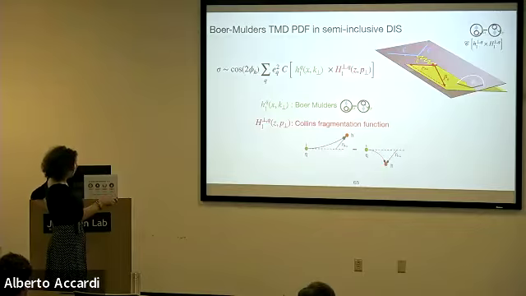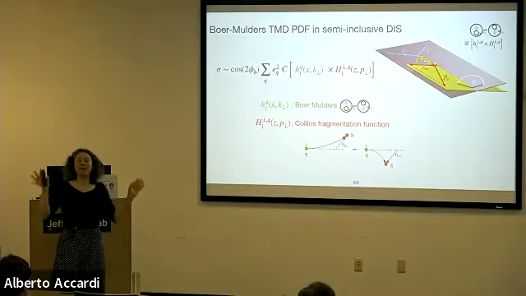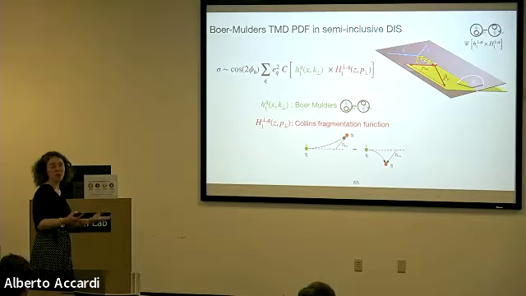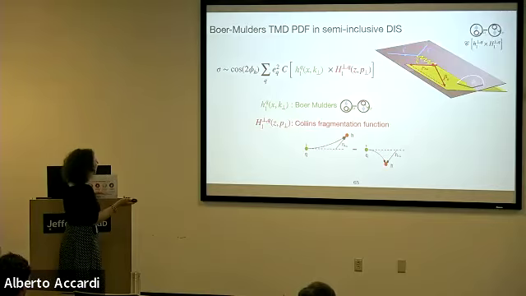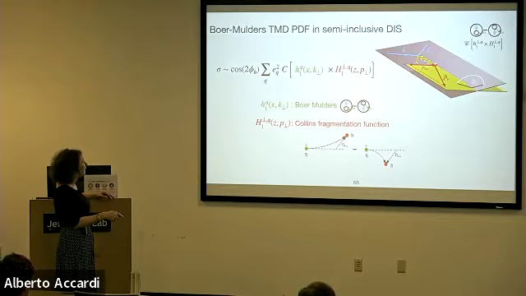Now, this Boer-Mulders distribution is really nice. I mean, in the end, there are many distributions. Everybody has their favorite. There is no real reason for it. So when I say it's nice, it's just my own preference. So I think it's a nice one.